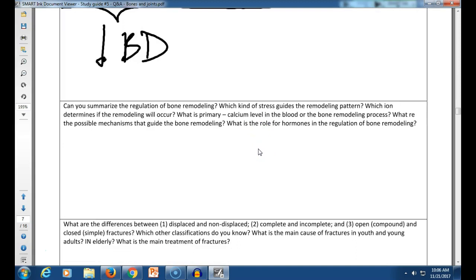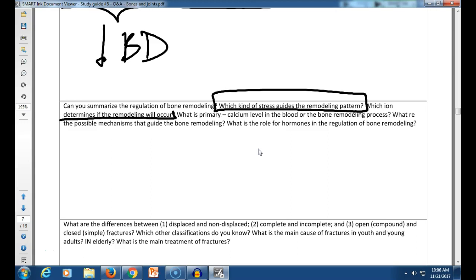Regulation of bone remodeling. What you need to understand. Three things contribute. One, mechanical stress guides the remodeling pattern. Calcium determines if the remodeling will occur at all. So if calcium levels are normal, there's going to be remodeling. If calcium levels are low, calcium comes first, remodeling comes second. Possible mechanisms that guide bone remodeling? Probably electrical signals.